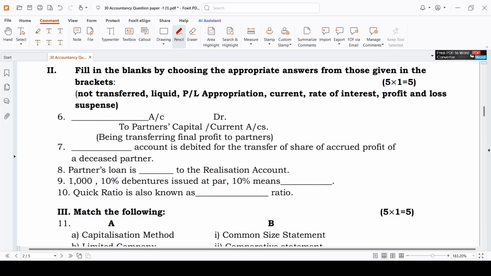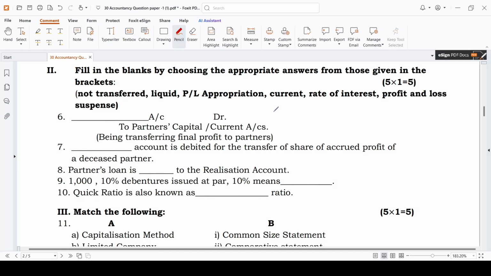Fill in the blanks. Dash account debited to partner's capital or current account. First, what we will transfer to partner's capital or current account? What we will give to the partners? We will give the final profit. First we are going to find out the profit in the profit and loss account. Whatever the profit we have got, we are going to divide it for different purposes, and the remaining final balance we will transfer to the capital or current account of the partners. For your reference they have given the narration also, transferring final profit to partners.